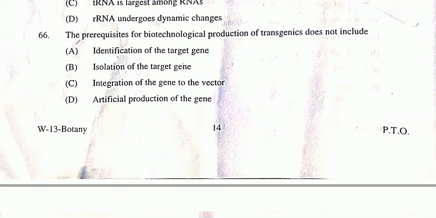Question number 66. The prerequisites for biotechnological production of transgenics doesn't include, so that doesn't include artificial production of the gene. The requirements of the biotechnological production include identification of target genes, isolation of your target gene, and integration of the gene to the vector. So these are required, but you won't require the artificial production of the gene.